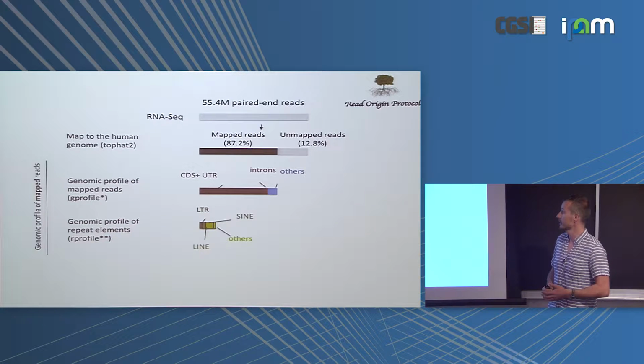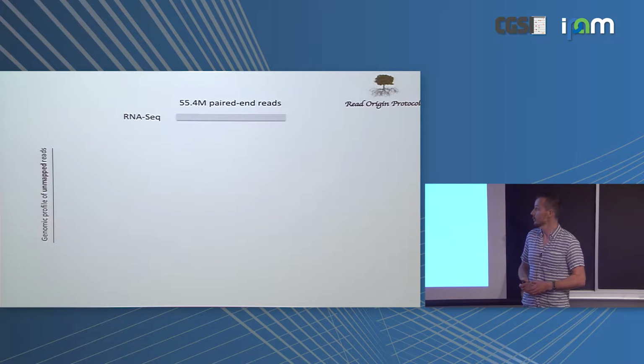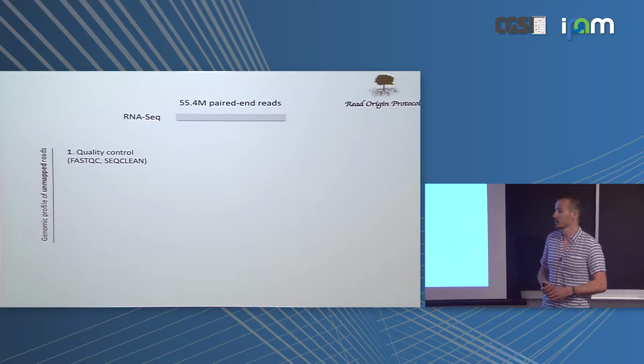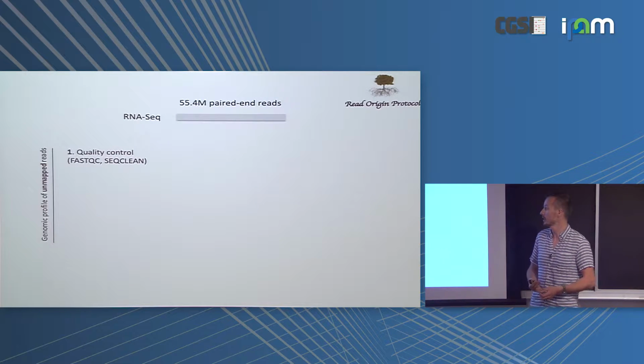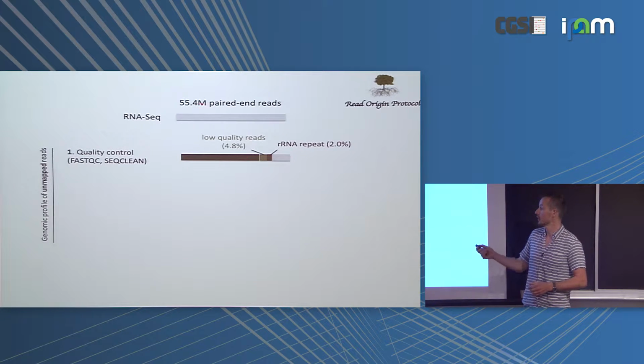Okay, so we started with the mapped reads, which we classify into the genomic regions, as well as into the repeat regions. But again, there is on average around 12% of the reads which we know nothing about. As we thought about the protocol, the first step is quality control, where we filter the reads which are low quality, low complexity, or the reads coming from the ribosomal RNA. Given that, we are able to filter out around 5% of the reads which are low quality and low complexity, as well as 2% of the reads which come from the ribosomal repeats.